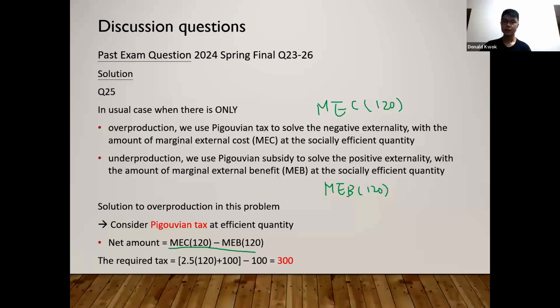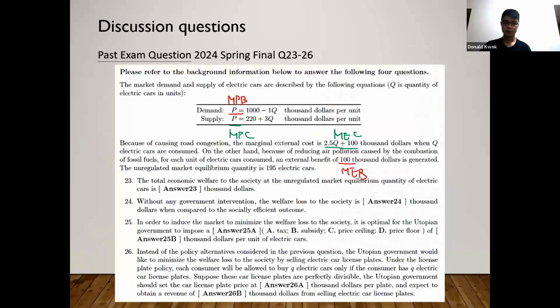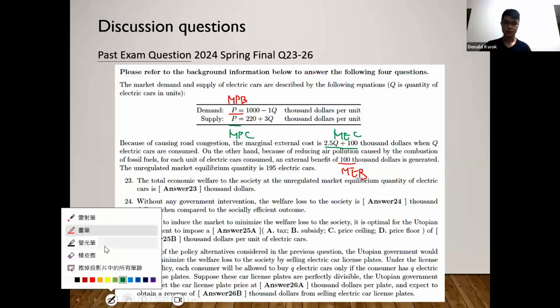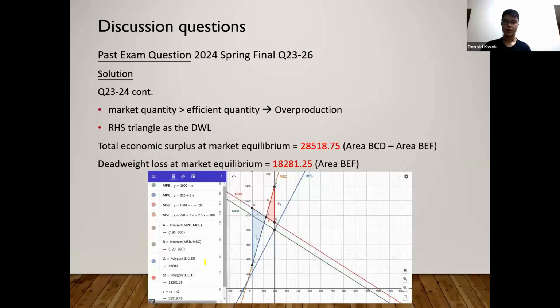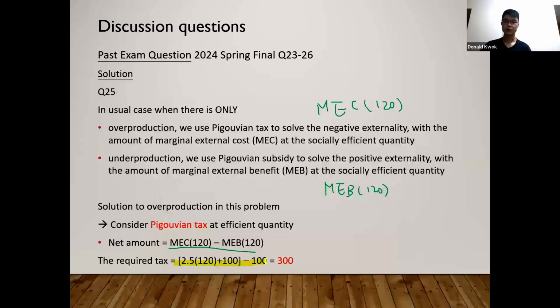Okay, so how can we find the marginal external cost at the quantity of 120? Nothing special. We just need to plug 120 back into this expression. Then we have the marginal external cost, while the marginal external benefit is constant at 100. So this is why we have the required amount of tax to be this expression, which is $300.